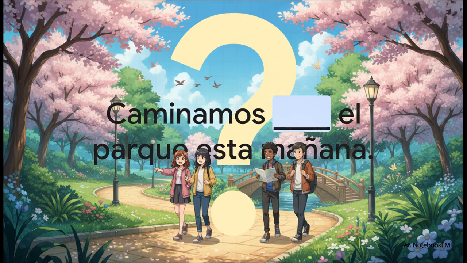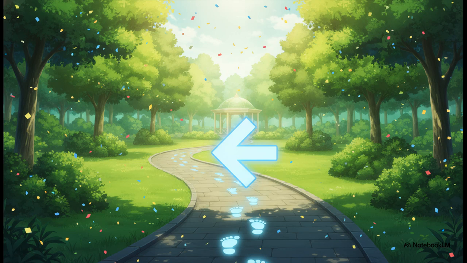Mini practice 2. Caminamos blank el parque esta mañana. We walked through the park this morning. Are we talking about a destination or a route of movement? Take a couple of seconds to decide. The answer is por. We are talking about movement through a physical place. You are physically tracing a path through the trees. It's a route, which falls squarely under our backward-looking path-tracing arrow of por.